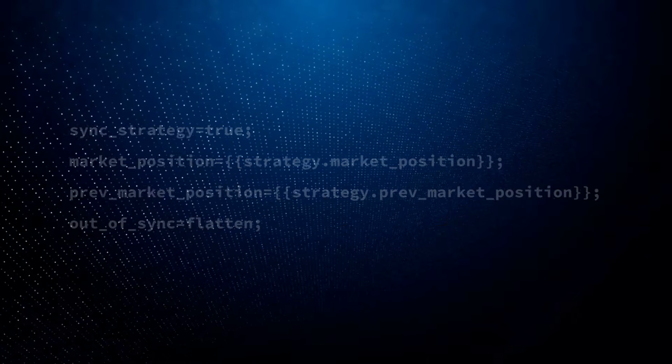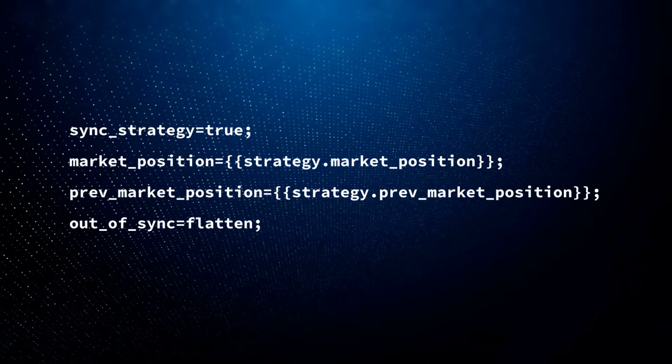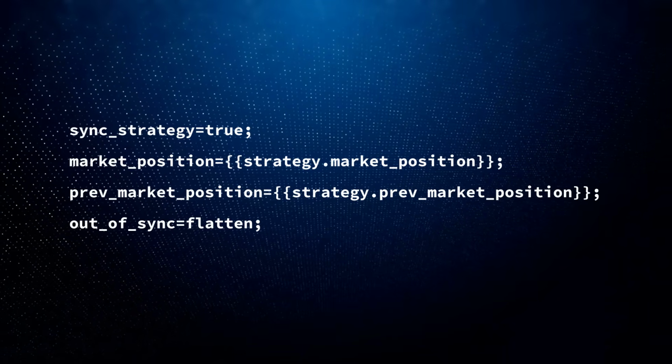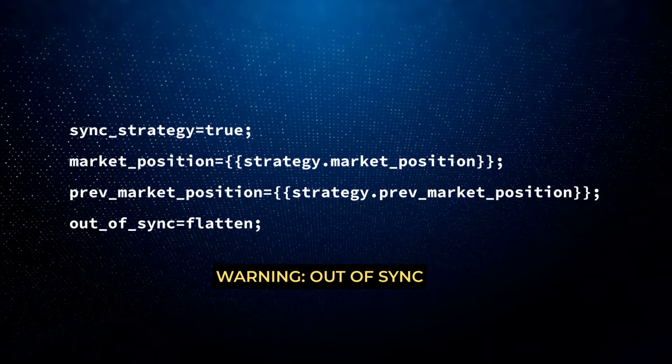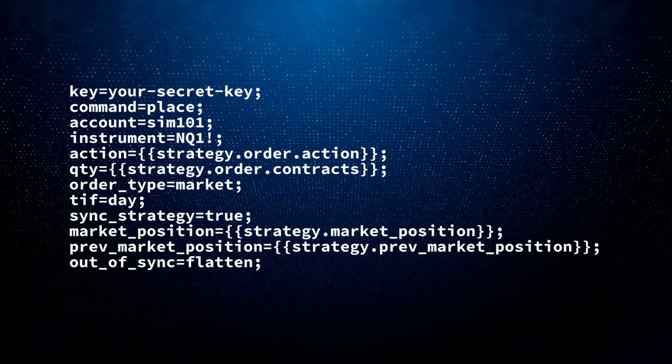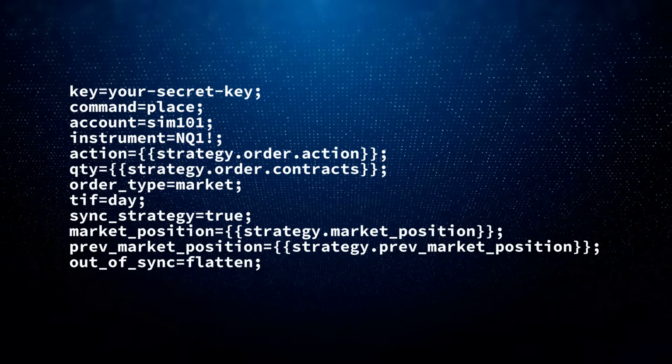The sync logic has four main components you see here. These checks validate that the position state of the strategy and the account match. If they do not, you'll see an out of sync warning in your alert history. The strategy sync logic is very powerful, so check out that other video after this one for full details.